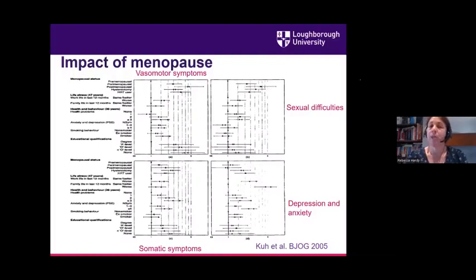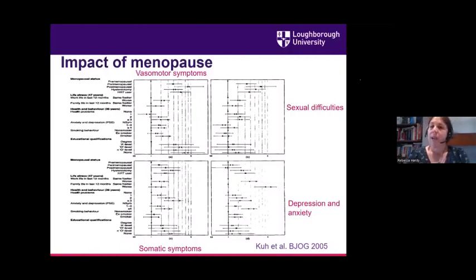And then we grouped these using a statistical method. We grouped these into vasomotor symptoms, so those are the hot flushes and night sweats, sexual difficulties such as vaginal dryness. And then we have other somatic symptoms, which are these sort of aches and pains and hair loss and skin wrinkling, those sort of things, and more psychological symptoms such as depression, anxiety, low mood.